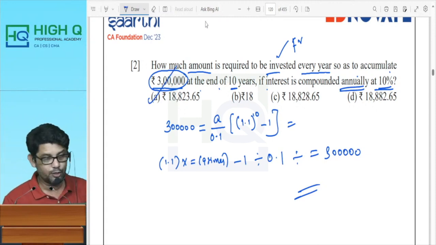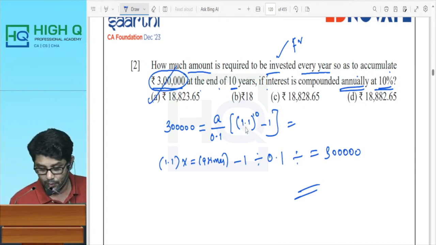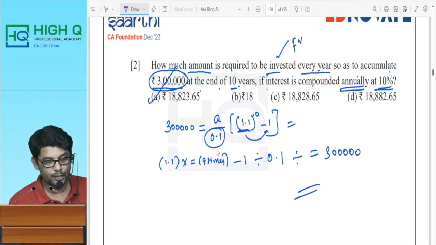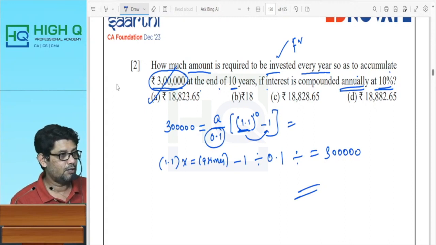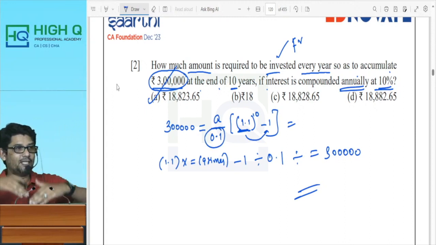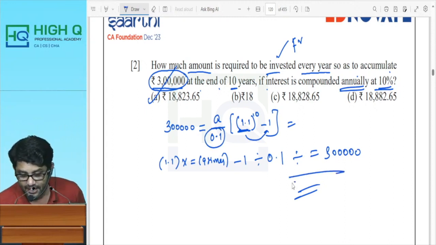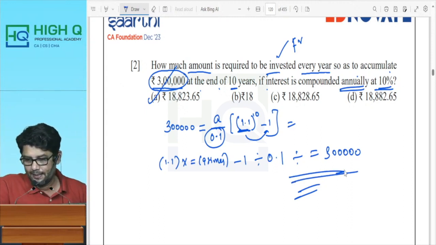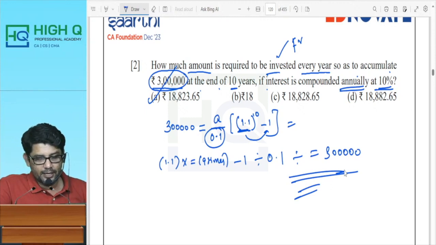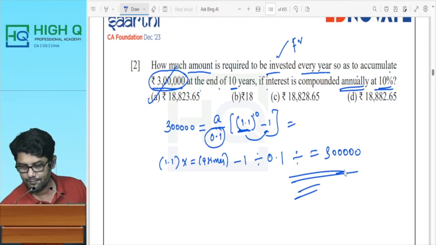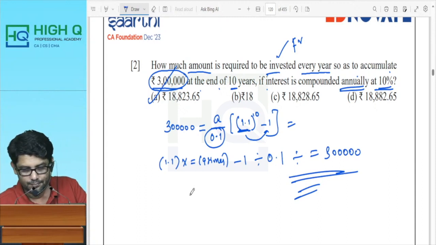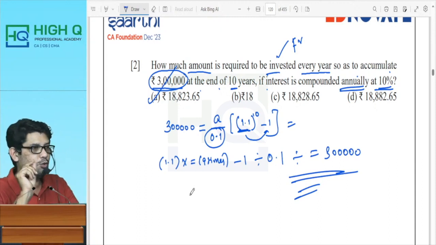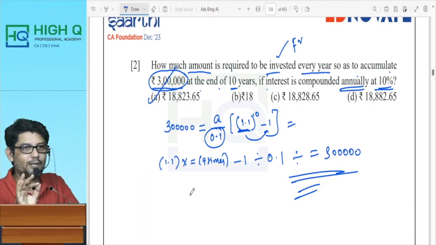Look at this. What I did, I found 1.1 whole power 10 first, minus 1 divided by 0.1. After that I take it to the left hand side. When I go to the left hand side, it will come in the denominator. That is why I'm making it divided by equal to, reciprocal, into 3 lakhs. Did you use this logic, my dear? If you know how to use the calculator effectively, I'm telling you again, 5 seconds maximum, 6 seconds maximum.